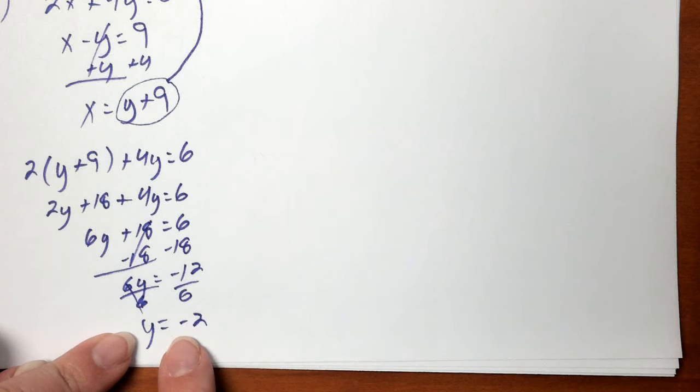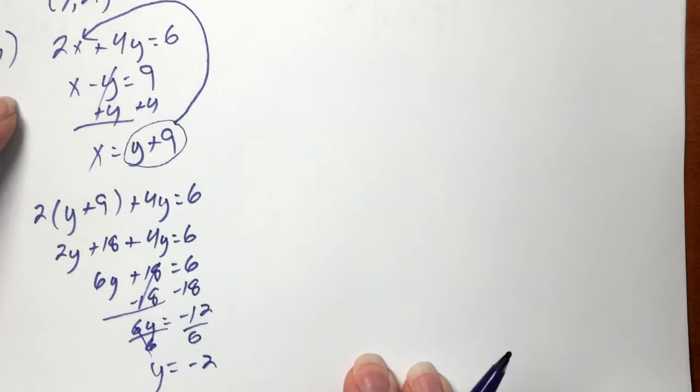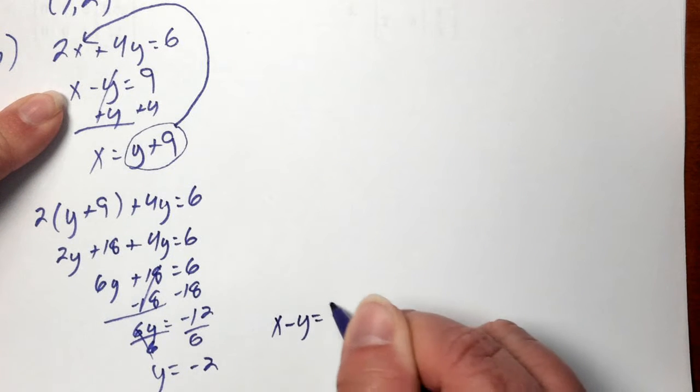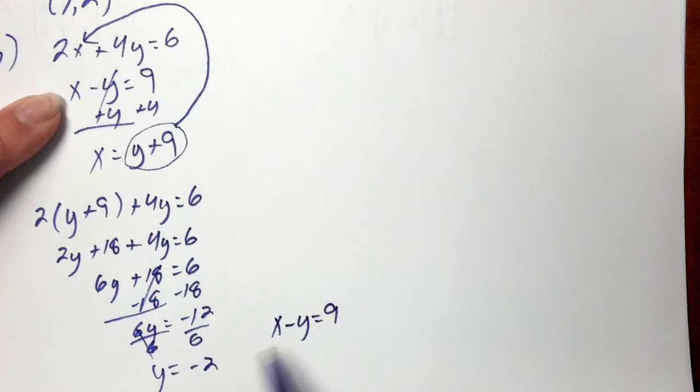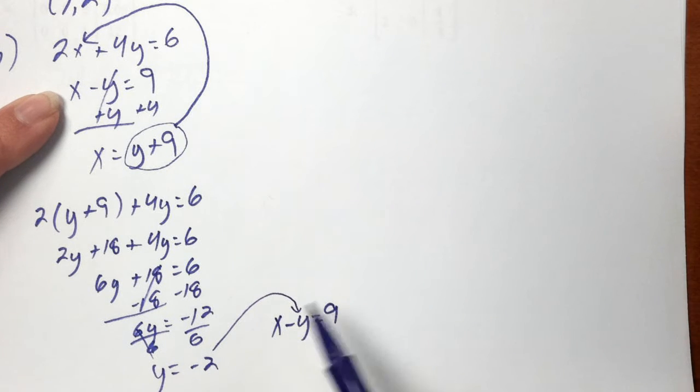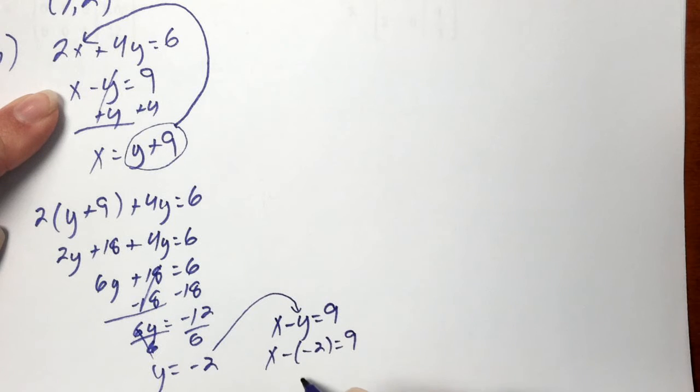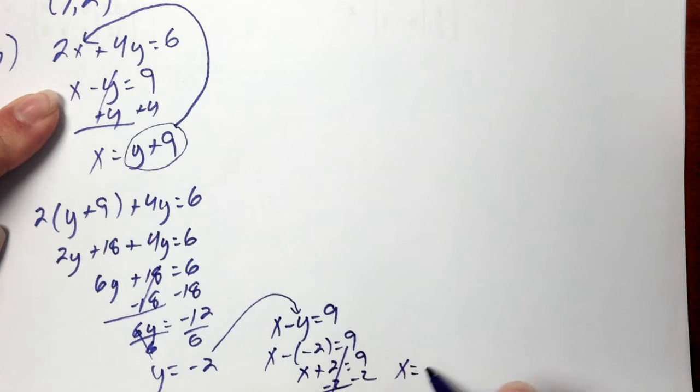Now I need to know what the x is that goes with it. So I can take either of those original equations. It looks to me like the x minus y equals 9 is probably the easiest. And if y is negative 2, I can substitute that in. x minus negative 2 equals 9. Well, that's minus and negative. That's really plus. So x plus 2 is 9, minus 2 on both sides, and x is 7.